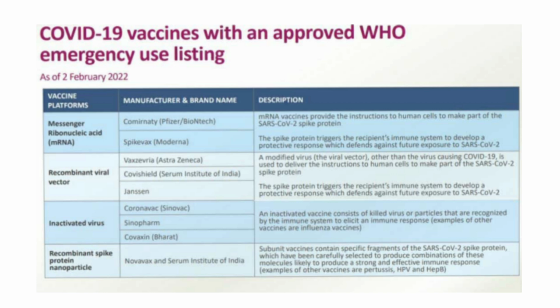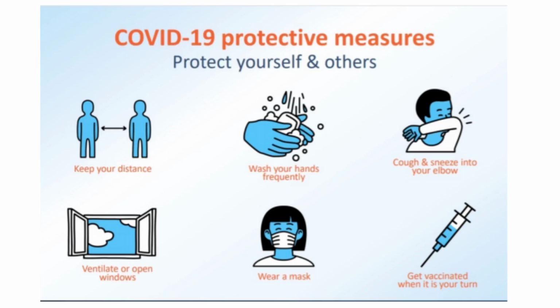Next is inactivated viruses. This inactivated vaccine consists of killed virus or particles that are recognized by the immune system to elicit an immune response. Next is recombinant spike protein nanoparticle. This is an advanced form. These contain specific fragments of the SARS-CoV-2 spike protein which have been carefully selected, and a combination of these molecules is likely to produce a strong and effective immune response. Examples of other vaccines are pertussis, HPV, and hepatitis B.